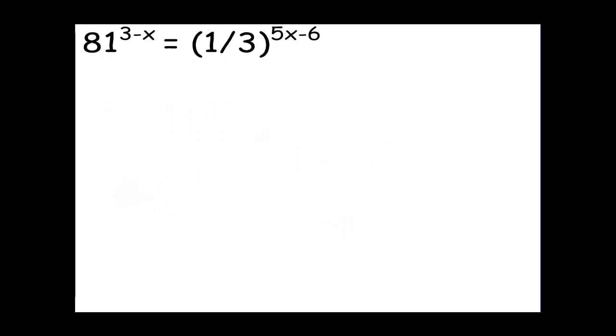Okay, here's one more example. So again, I see 81 and 1/3. What am I thinking in the back of my head? 3 to some sort of power. Okay, and a circle meaning what goes there. So this is 3 to the 4th power, and this is 3 to the negative 1 power.